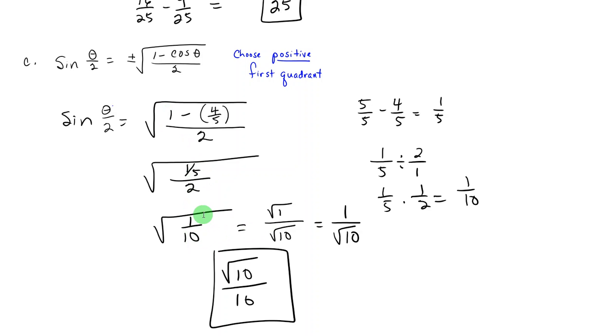And I can break that into two radicals, square root of 1 over the square root of 10. Well, the square root of 1 is 1, so I have 1 over the square root of 10. When you rationalize that, you get square root of 10 over 10, and you want to do that for your final answers.